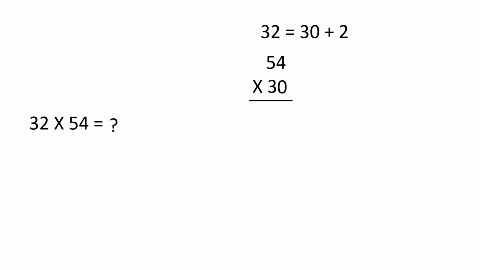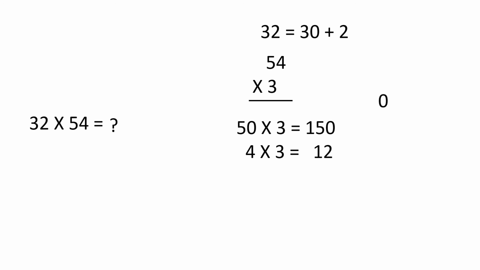One last one. Let's multiply 54 times 32. First thing we do is split 32 into 30 plus 2. We'll be multiplying these separately. Next we have 30 times 54. We pull the 0 off and multiply 3 times 54. 3 times 50 is 150, 3 times 4 is 12. So 3 times 54 is 150 plus 12, or 162. And we put the 0 back on and we get 30 times 54 is 1620.